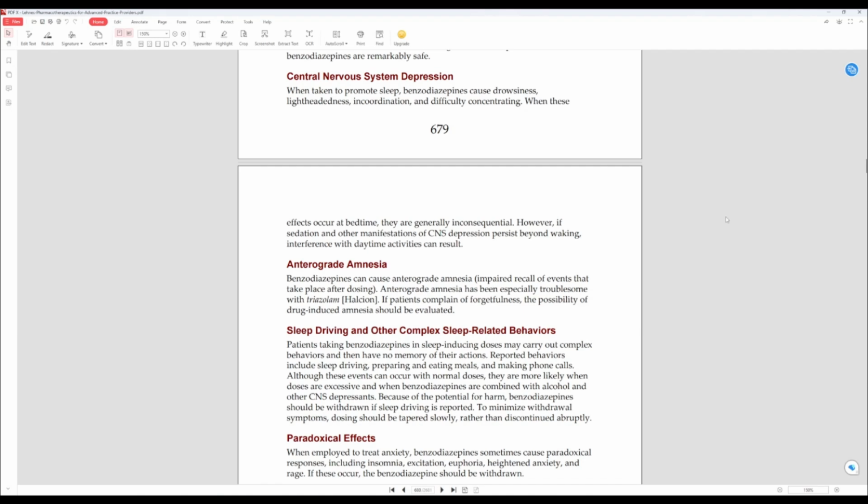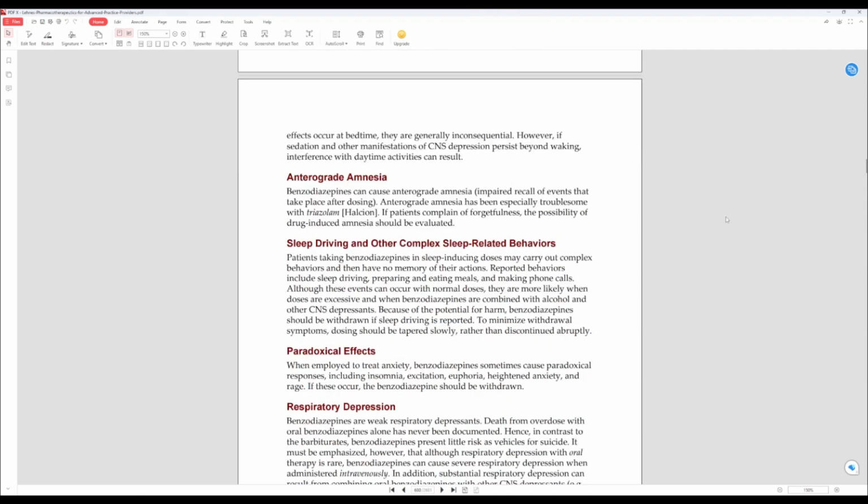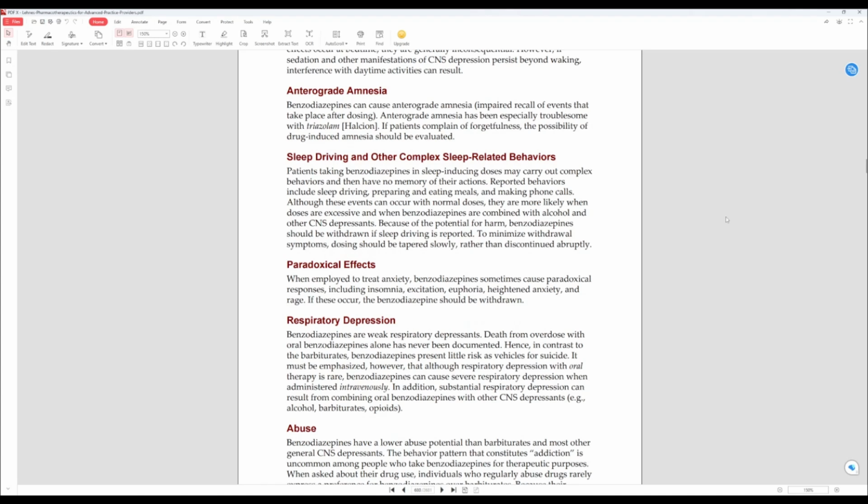Anterograde amnesia. Benzodiazepines can cause anterograde amnesia, so the impaired recall of events that take place after dosing. Anterograde amnesia has been especially troublesome with triazolam, or Halcion. If patients complain of forgetfulness, the possibility of drug-induced amnesia should be evaluated.